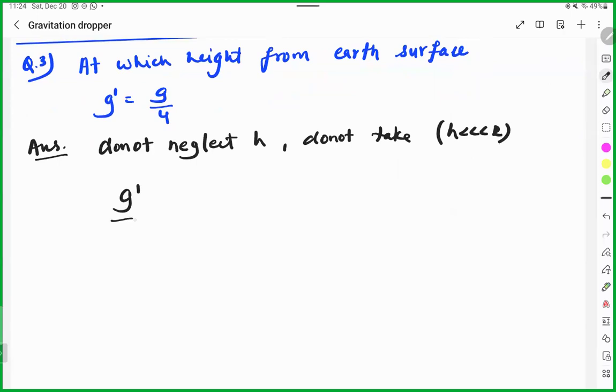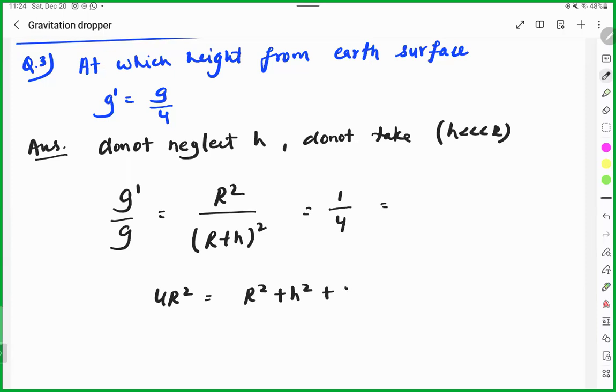So if we see g dash by g, it will be equal to r square by r plus h whole square. And this value is equal to 1 by 4, because g dash is equal to g by 4. Correct? Then you can take simple cross multiply. 4r square is equal to r square plus h square plus 2rh. Can we take this to the other side? 3r square is equal to h square plus 2rh.